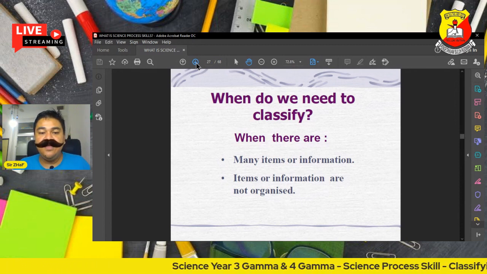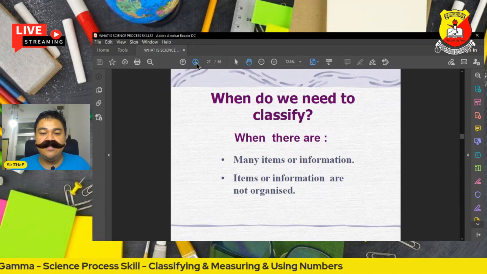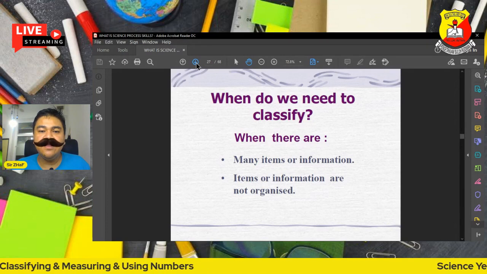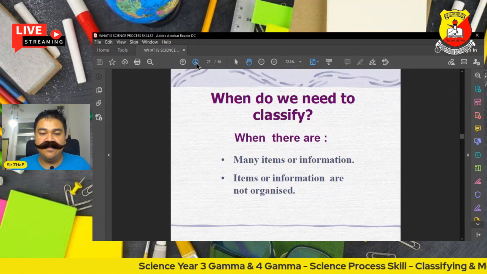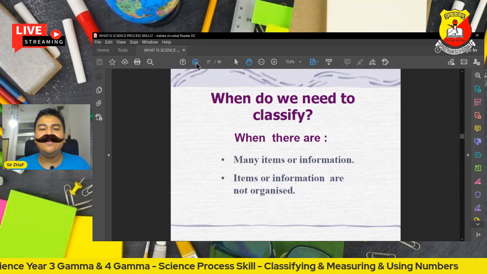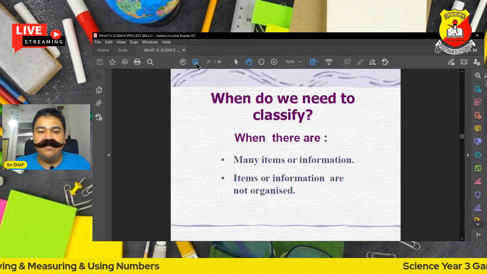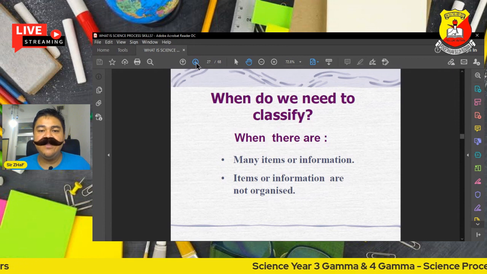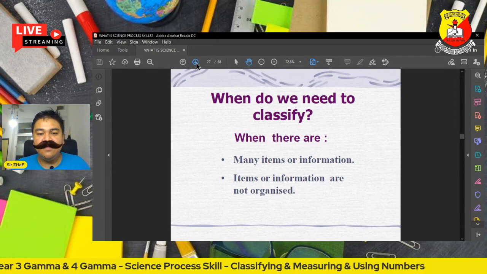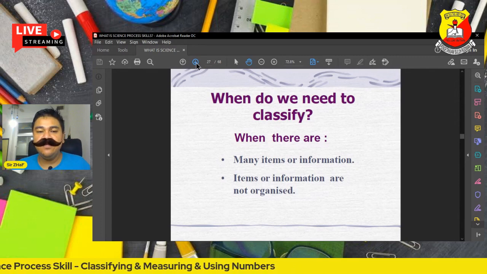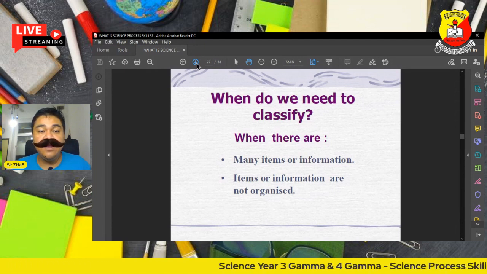So again, you need to classify if you have many items or information. If you have one item or one piece of information, you don't need to classify. Number 2, the items or information are not organized. When your items or information are not organized, you need to classify them. For example, you are given a set of randomized information, not organized. So what do you need to do? You need to classify it.